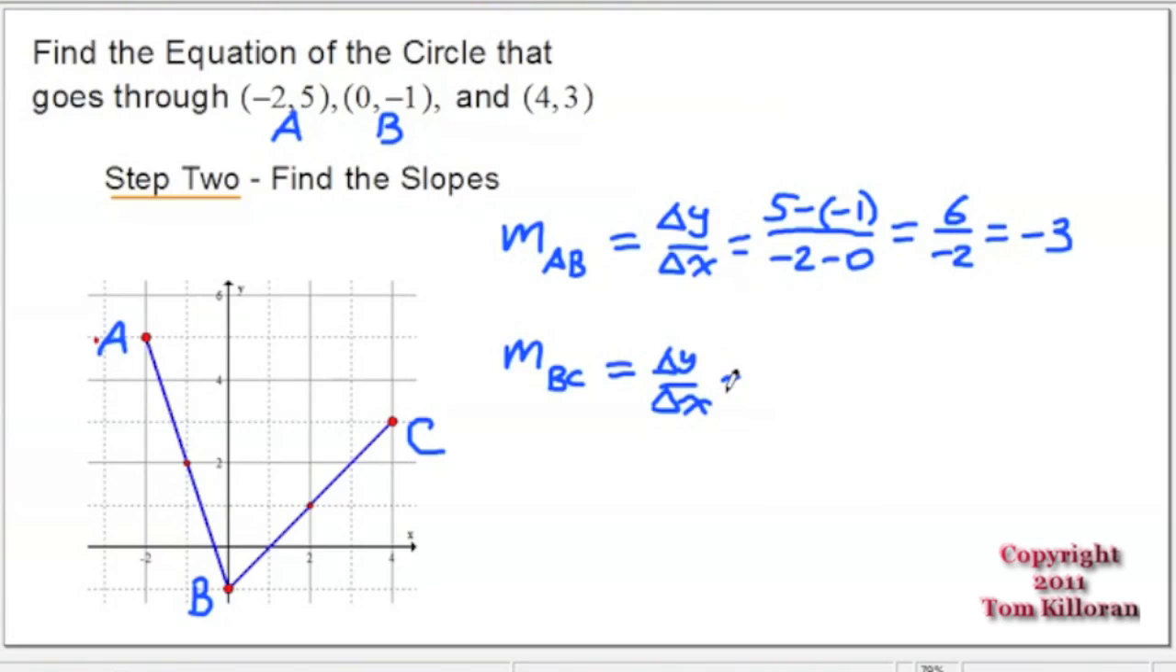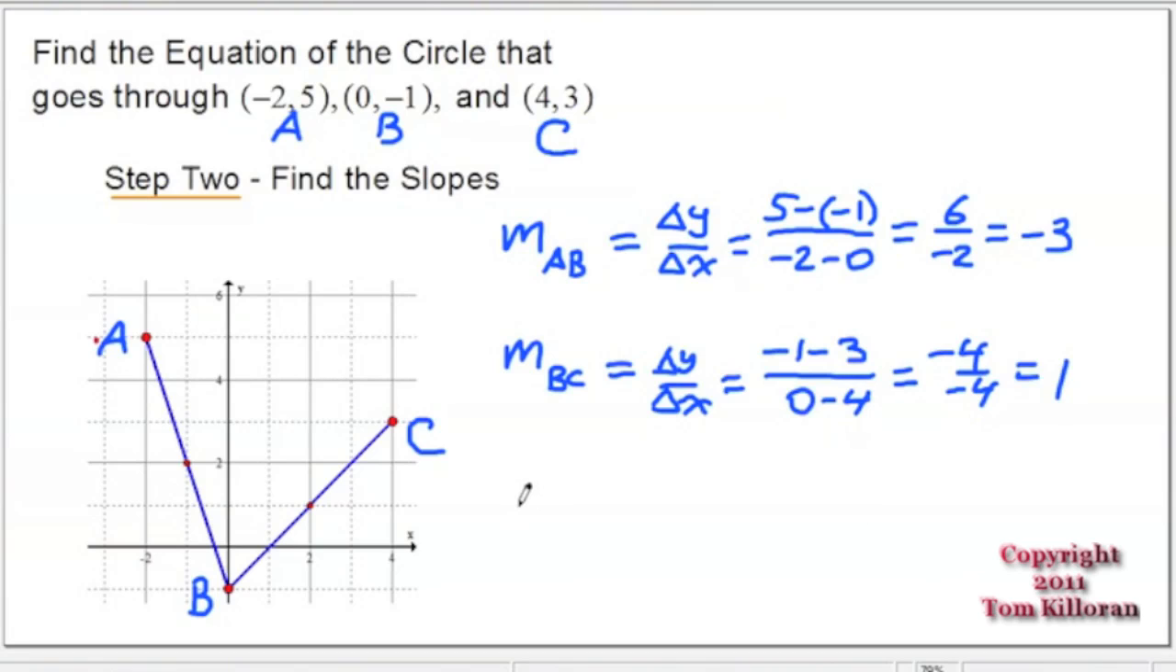And the change in y is going to be, well, here's C. So it would be -1 minus 3 over 0 minus 4, which will give us -4 divided by -4, better known as positive 1.